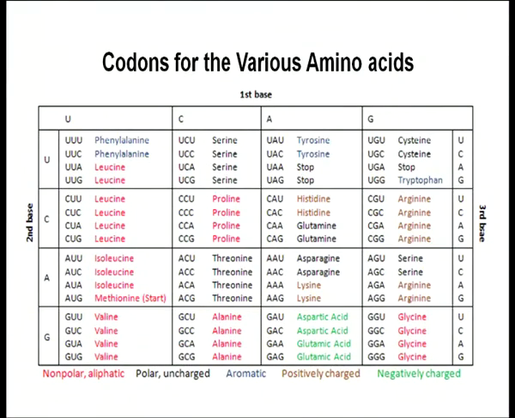As we can see here that UUA codes for leucine, UUG codes for leucine, CUU codes for leucine, CUC also codes for leucine, CUA codes for leucine and CUG also codes for leucine. So for leucine only we have 6 codons which code for the same amino acid. So this clearly indicates that the genetic code is degenerate.